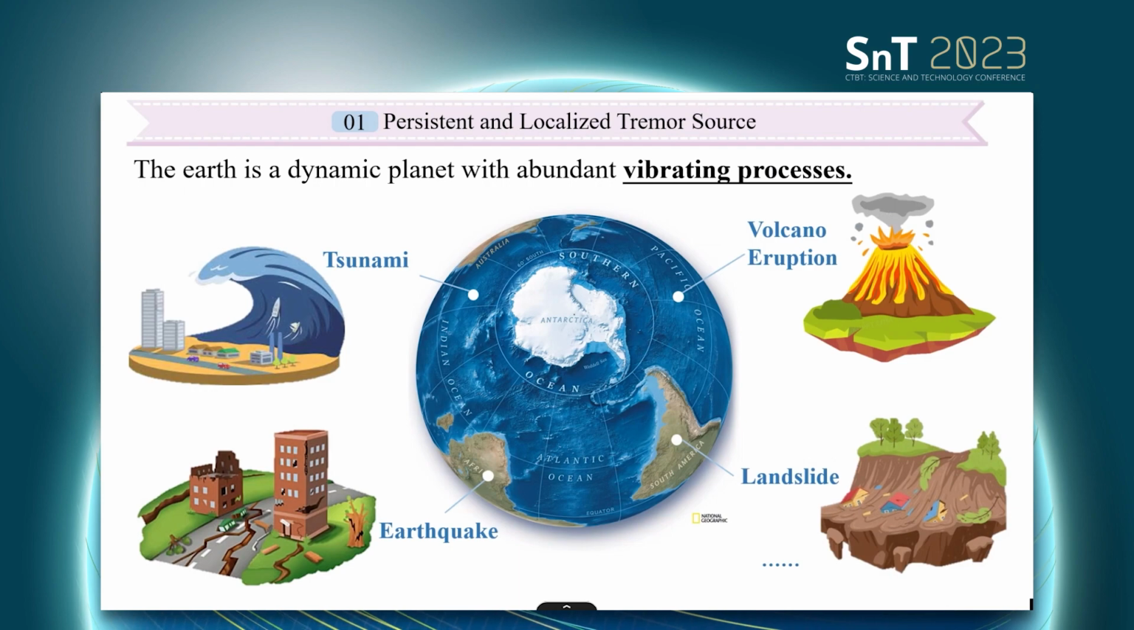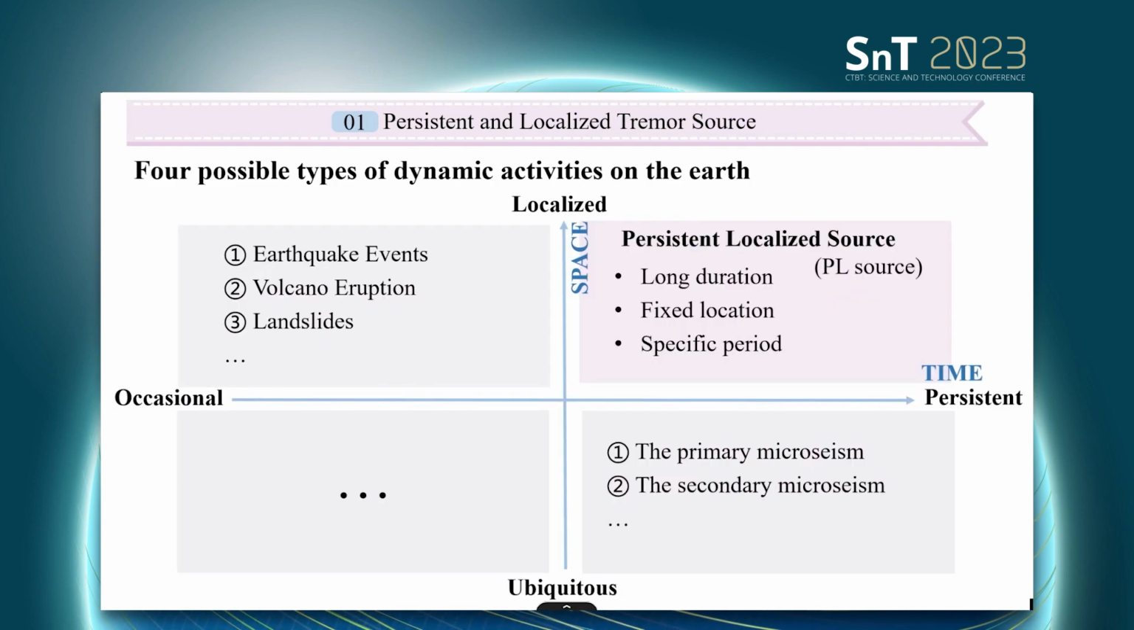As we all know, the Earth is a dynamic planet with abundant vibrating processes like tsunamis, earthquakes, volcano eruptions, landslides, and so on. We can divide the dynamic activities on the Earth into 4 possible types according to their temporal and spatial characteristics. For example, earthquakes, volcano eruptions, and landslides occur occasionally and their sources are localized, so we can call them localized and occasional sources.